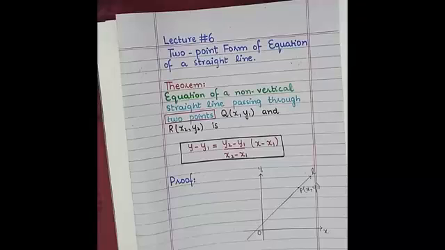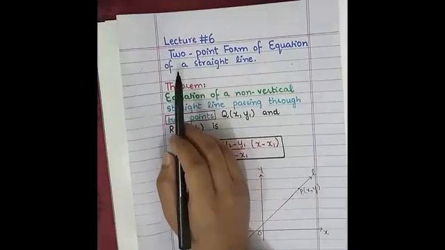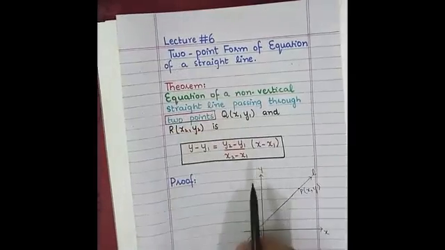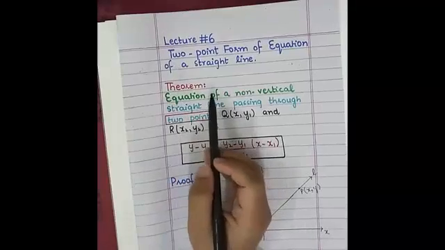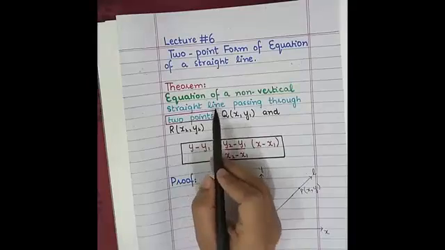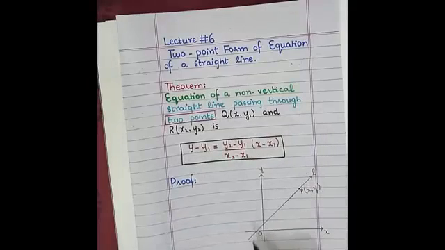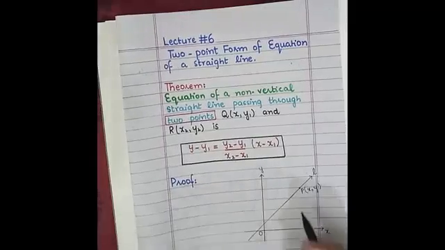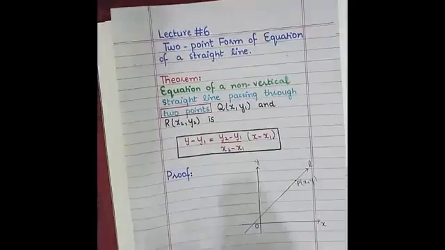Two-point form of equation of a straight line. In today's lecture, with the help of 2 points, we will form an equation. So the theorem says: equation of a non-vertical straight line passing through 2 points.